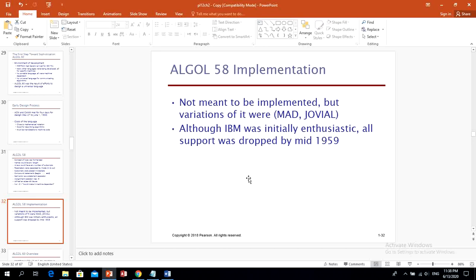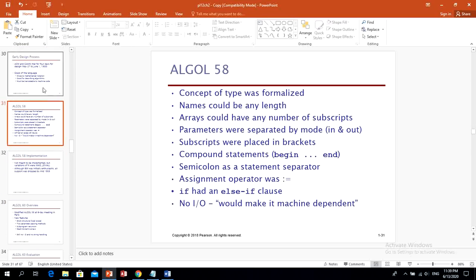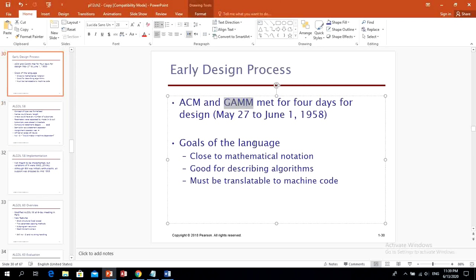By mid 1959, we'll talk about why there was a need to create ALGOL 60, because ALGOL 58 was suffering from all these drawbacks. So in the ALGOL 60 overview, we can say that it modified ALGOL 58 after a six-day meeting in Paris between designers from two companies. We did talk about them, which are ACM and GAM.